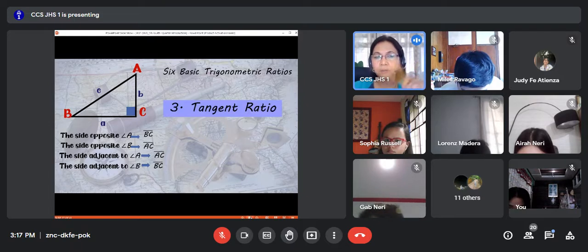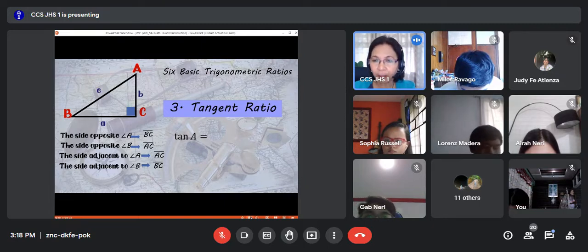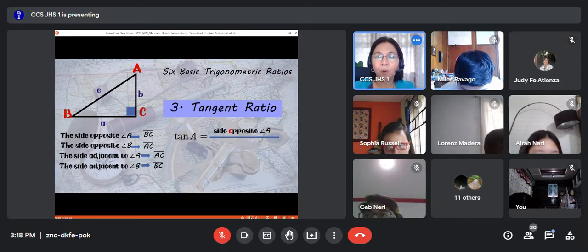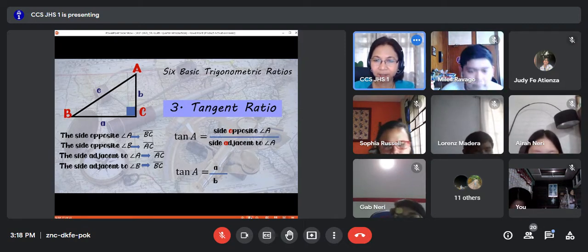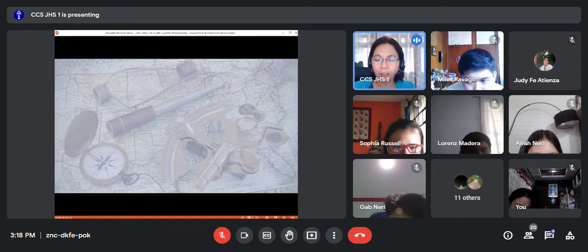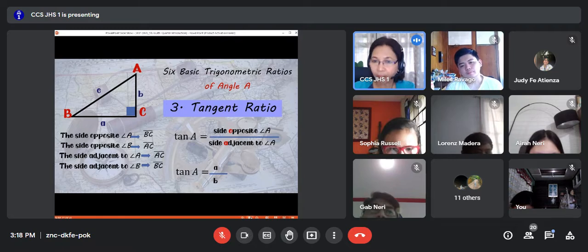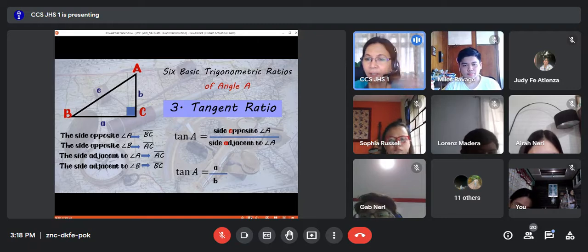And the third basic trigo ratio is the tangent ratio, denoted as tan of angle A, or tangent of angle A. It is defined as the ratio of the side opposite to angle A over the side adjacent to angle A. Or it is O over A, opposite over adjacent. Any questions so far?